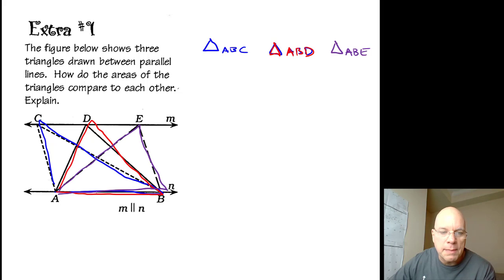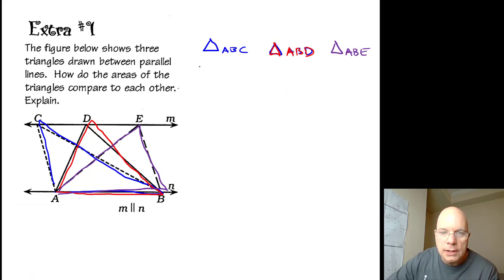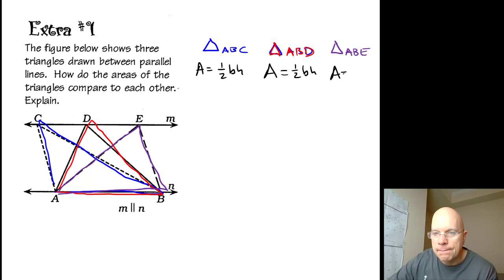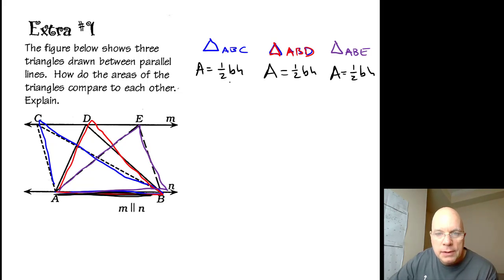Well, they've given us no dimensions, so how are we going to calculate area? We could at least write the formula for area. Area is 1/2 base times height for each of these. They're all triangles. Well, the base is this distance for all 3 of them. That's the same. What about the height?